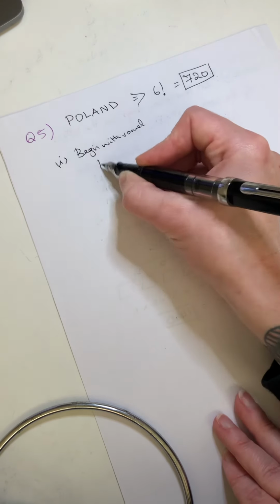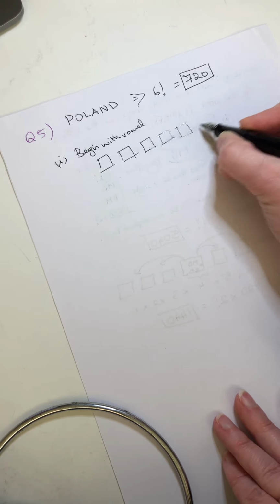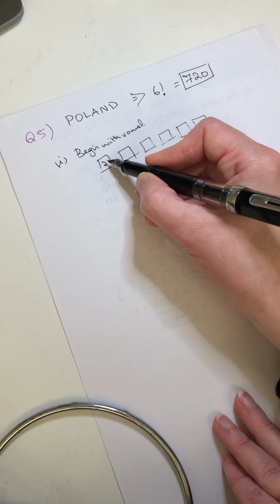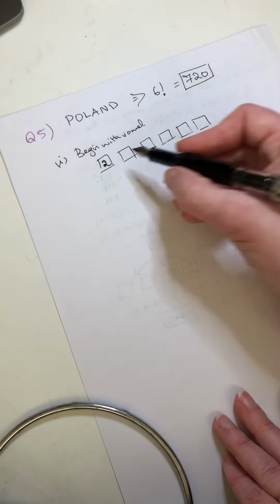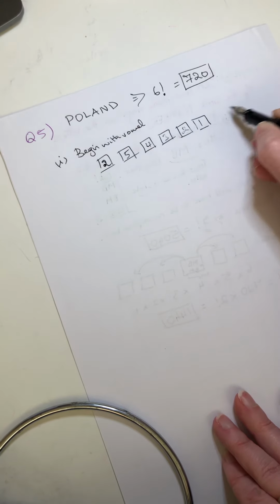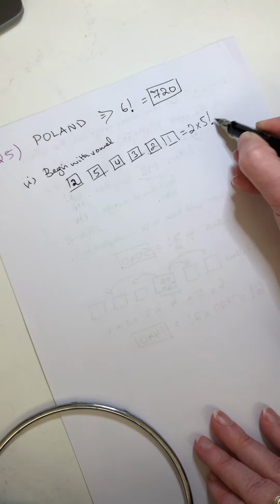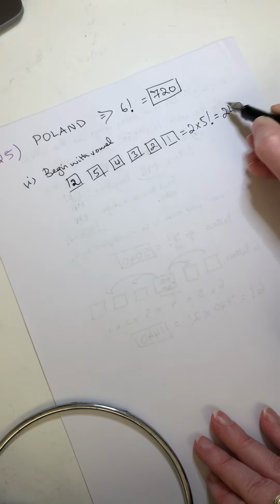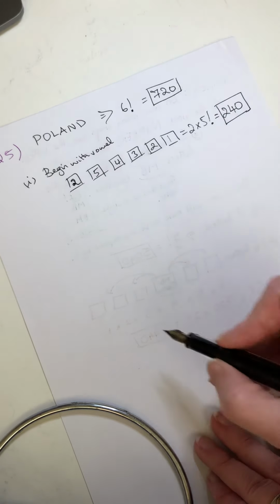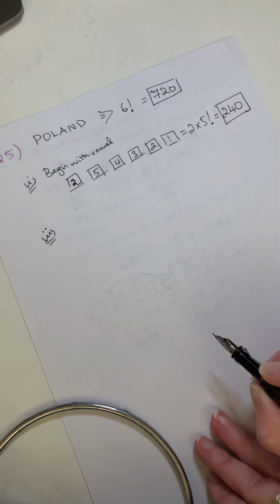Now I need to use my pigeonholes. There are 6 letters and I'm using them all up. So I have 6 boxes and there are 2 vowels in Poland. So 2 choices for the first box, leaving me with 5, 4, 3, 2, 1 for the remainder. And that calculates to be 2 times 5 factorial, which is 240. I'm just using the fact that I've already calculated 5 factorial earlier and that was 120. So I happen to remember it, but you can just use your calculator.